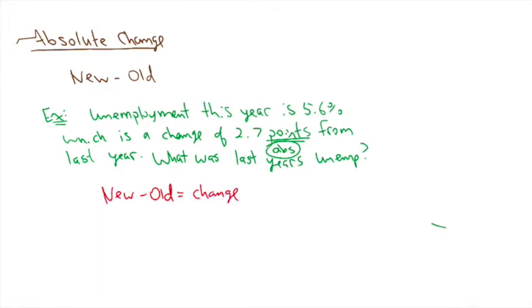Which one do I know, the new or the old? The new one. So this becomes 5.6% minus the old one. I have no idea what it is, but I'll write X%. And the change is 2.7%. I highly suggest you do this because sometimes it flips order and you have to be really careful.